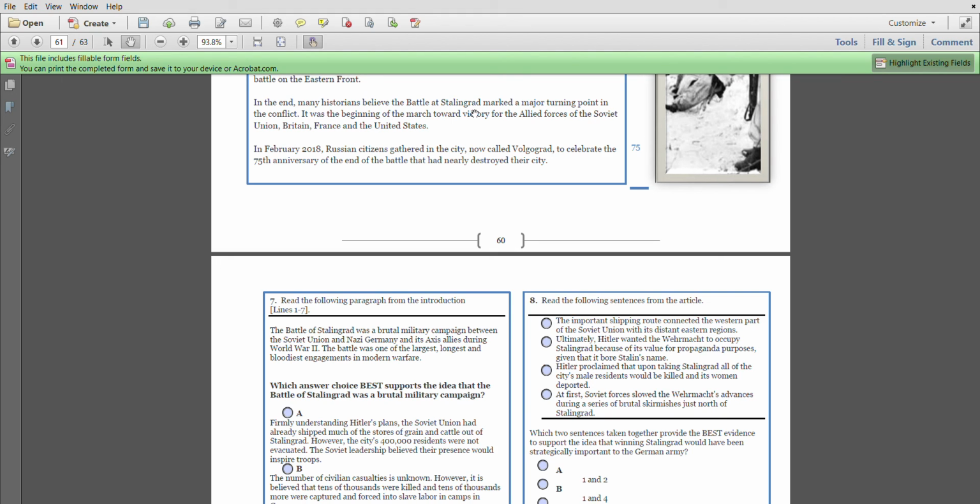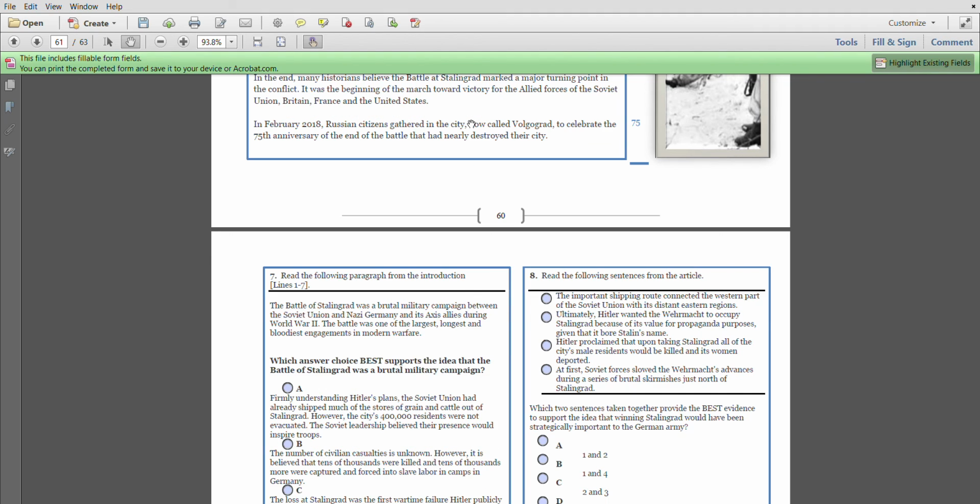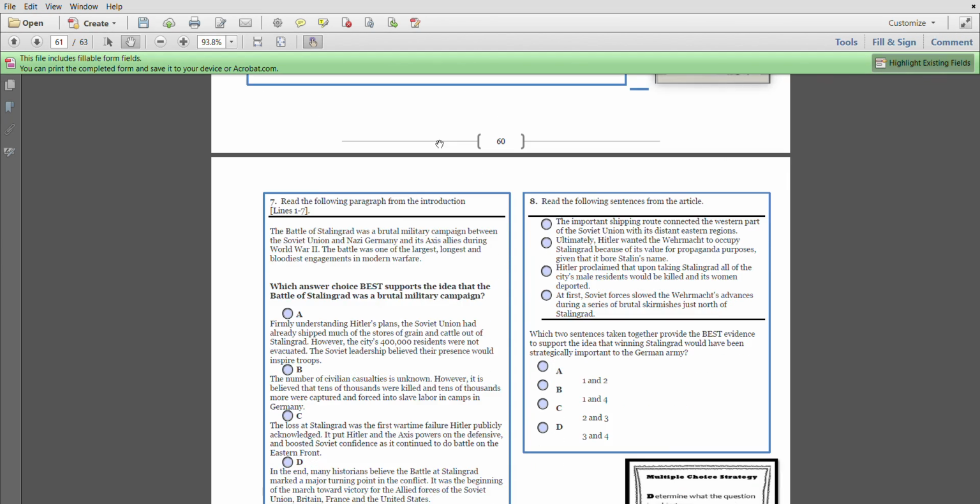It was the beginning of the march toward victory for the Allied forces of the Soviet Union, Britain, France, and the United States. In February 2018, Russian citizens gathered in the city, now called Volgograd, to celebrate the 75th anniversary of the end of the battle that had nearly destroyed their city.